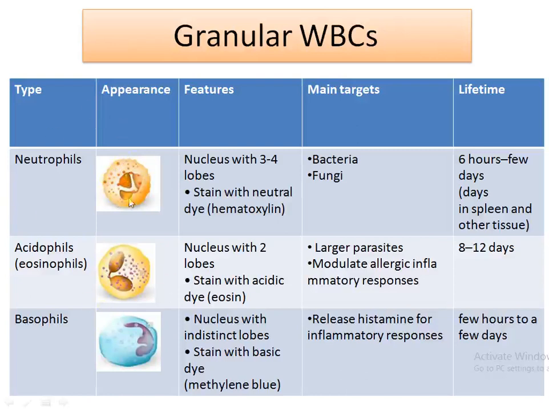As you look at their appearance, the neutrophil nucleus has 3 to 4 lobes, the eosinophil nucleus has 2 lobes, and the basophil nucleus has indistinct lobes. Neutrophils are stained with neutral dye, hematoxylin, that's why they are named neutrophils. Eosinophils are stained with acidic dye, eosine, and basophils are stained with basic dye, methylene blue.